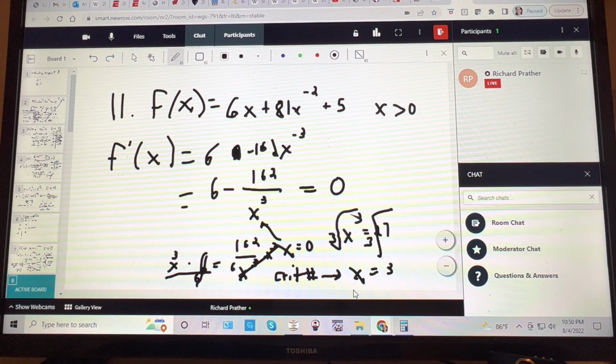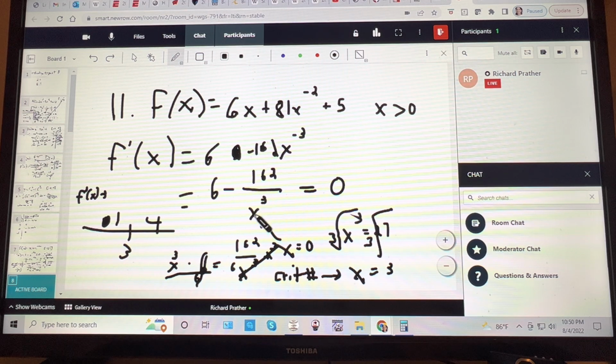So that would be my next goal, is to see if it's a local max or min like we did last chapter. And the second derivative might get long and messy, so I would do the first derivative test here and pick anything less than 3 like 0 and anything bigger than 3 like 4. Plug this into the first derivative and see if the signs change. Although I can't put 0 in because it makes it undefined. So let's use 1 then.